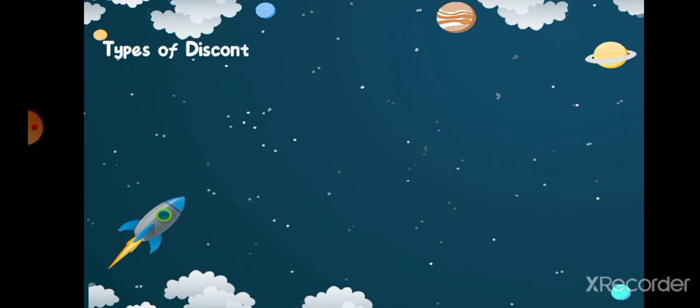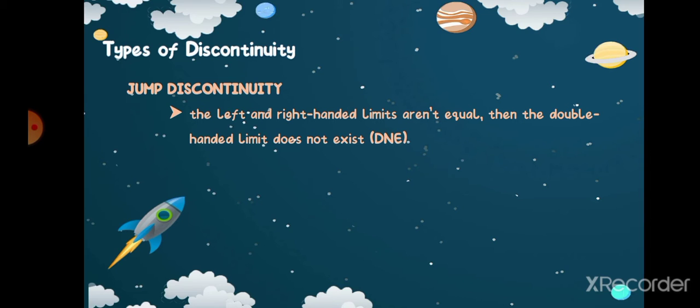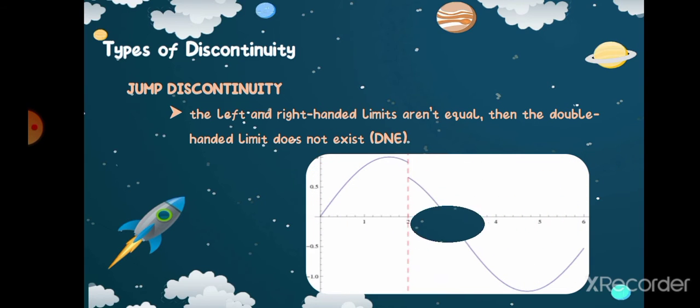So we have here the types of discontinuity. First is the jump discontinuity. The left and right-handed limits aren't equal, so the two-sided limit does not exist. So we have here a graph. As you can see in the graph, it is discontinuous at 2 because the limits are not equal. Therefore, the limit does not exist. In the graph, we can see that the pieces are not connected to each other.